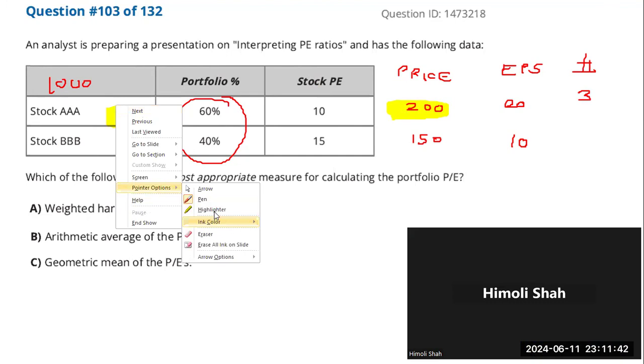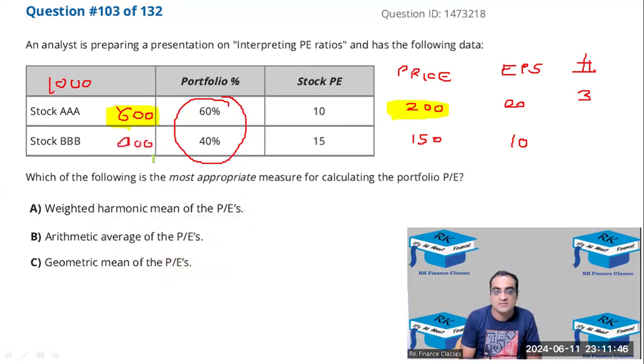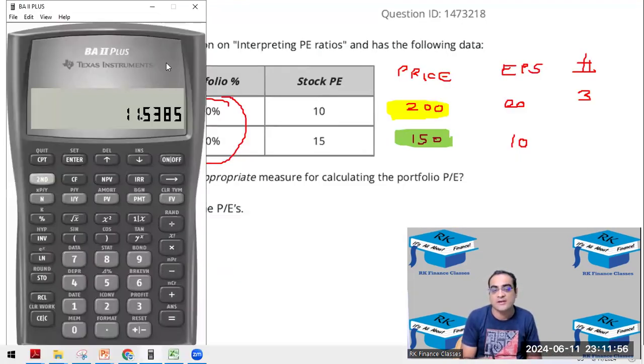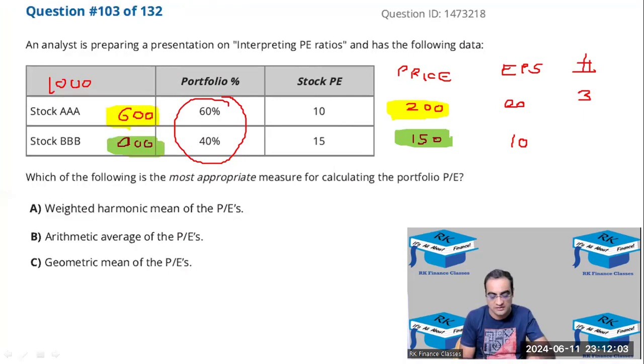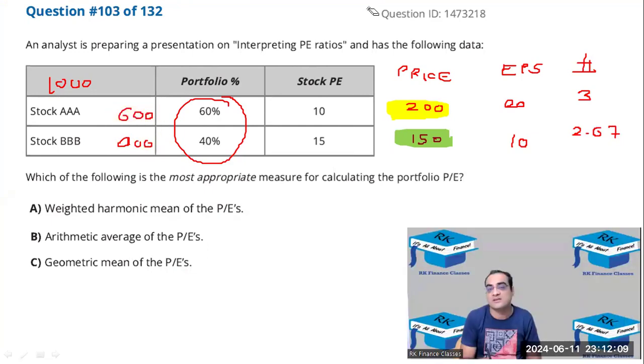In the case of the other company, 400 rupees invested and 150 rupees the price. Let's see how many shares we got. It's not going to be a full number of shares, it's going to be a decimal: 400 divided by 150. So the number of shares that we have got is 2.67 over here. Is this clear so far? Yes.